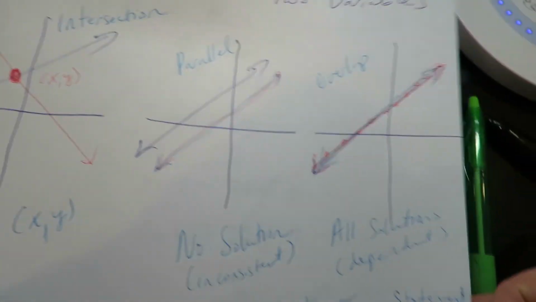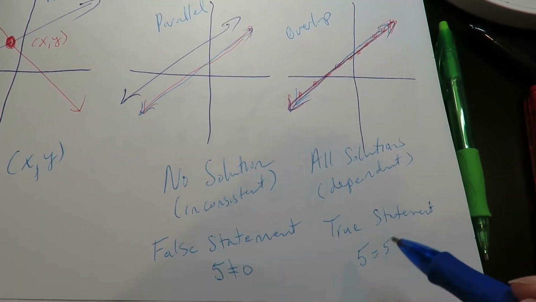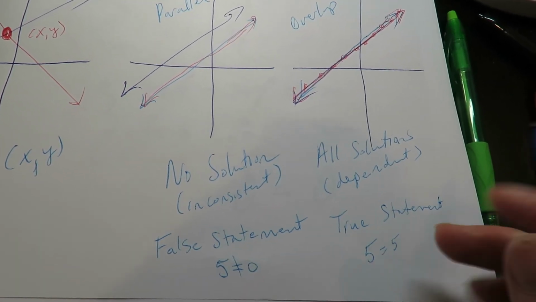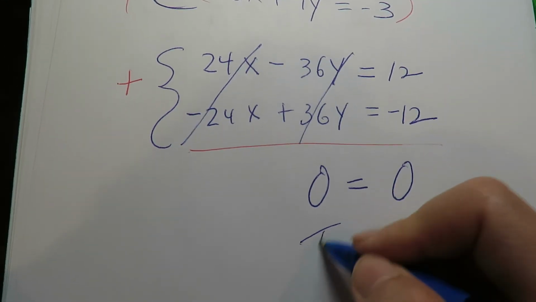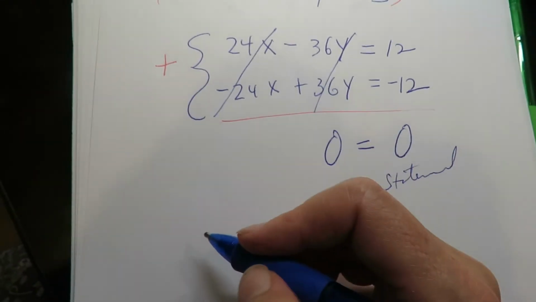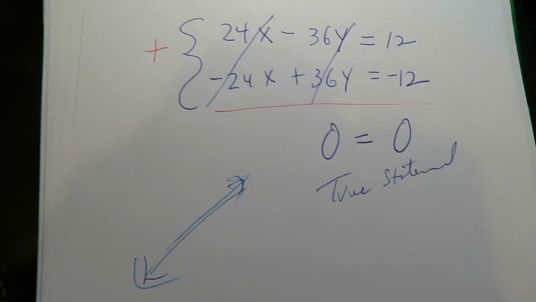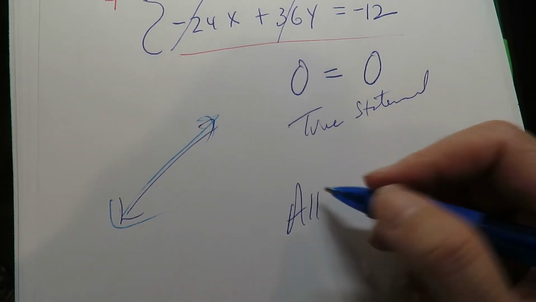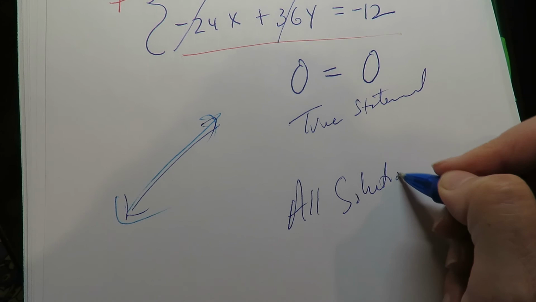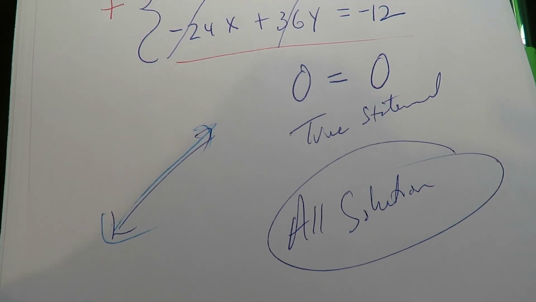Okay, remember at the end here I said for these two on the end, the variables would fall away and you're going to get either a false statement or a true statement. So if you notice, 0 equals 0 is a true statement. So this is the case where the lines are overlapping on each other. And so this is going to be all solutions. So the answer to this one is all solutions. Okay, I'm going to end this one here.